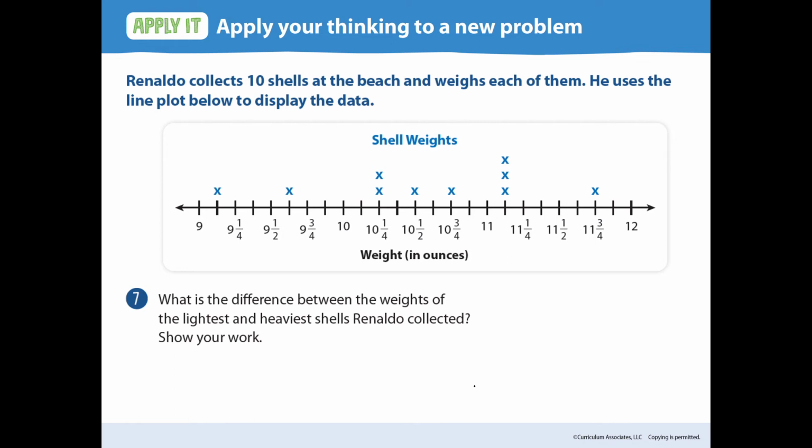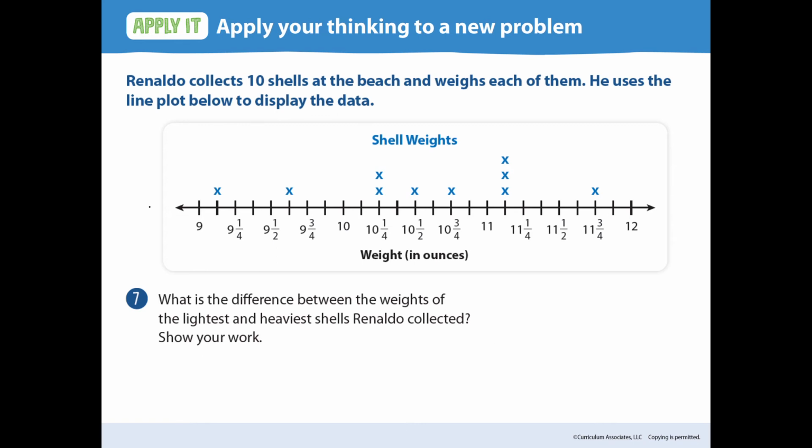Okay, number 7. This is at the top of page 566 in your workbook. Ronaldo collects 10 shells at the beach and weighs each of them. He uses the line plot below to display the data. What is the difference between the weights of the lightest and heaviest shells Ronaldo collected? Show your work. Okay, this is where I would like you to pause the video and find your solution, and then press play again when you're done so you can check your work.